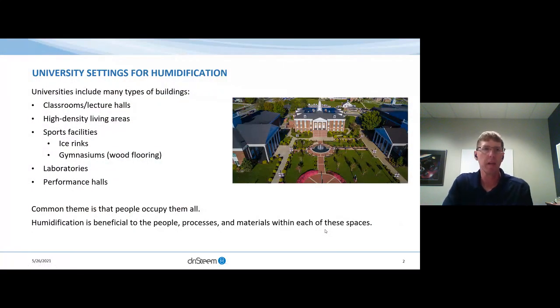So, in thinking about universities, there's a lot of different types of buildings on a campus, ranging from classrooms and lecture halls to the dorms, in addition to sports facilities potentially, laboratories, performance halls. One of the common themes with all of these is it's about people. People occupy all of them. And humidification really is there to help protect the people, the processes, and the materials within each of these spaces. The conditions and what we're trying to maintain in each of these will be different, but it's a beneficial piece for all of those.